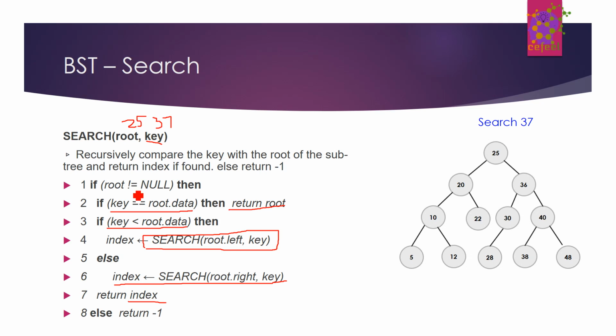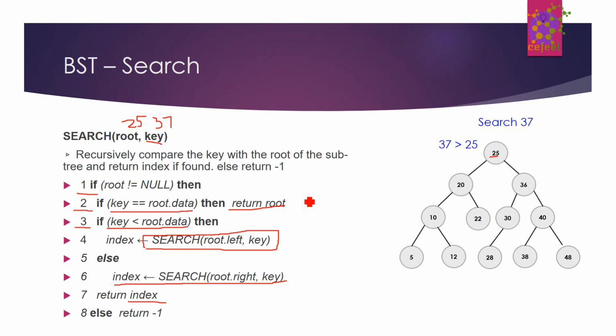Then it will first check in step 1 that root is not equal to null, which is true. Then it will go to step 2 and compare key with root.data. Both 37 and 25 are not equal, and hence step 2 will also fail. Step 3, key is less than root.data. Key is 37 and root.data is 25. So 37 is greater than 25.